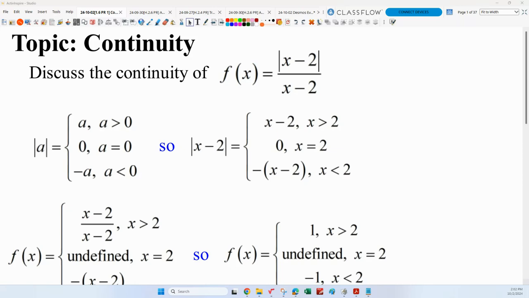Okay, the topic of the day is continuity. This is kind of where we head from limits. So real quick, I know we haven't talked about continuity, but I bet you can make a pretty good educated guess. Discuss the continuity of this function: absolute value of x minus 2 over x minus 2.